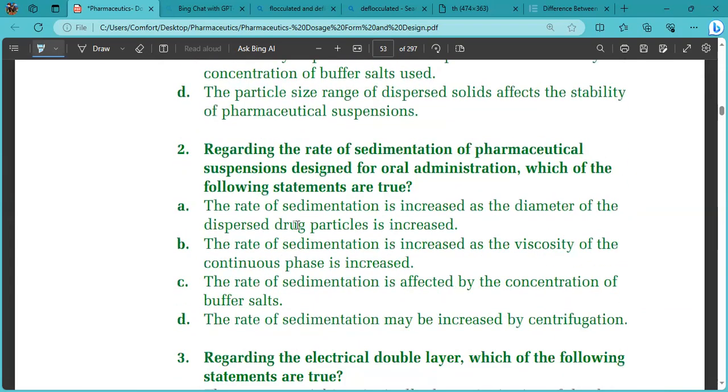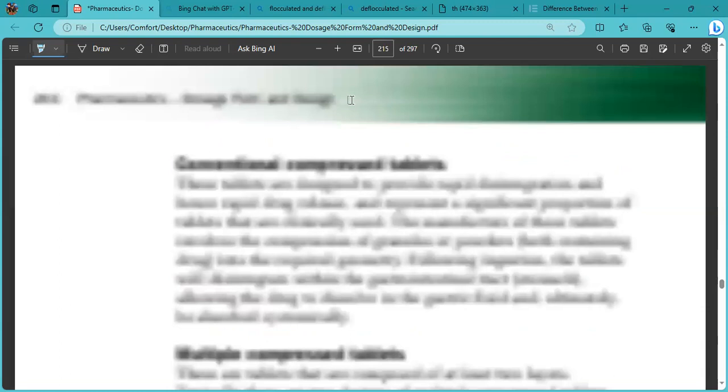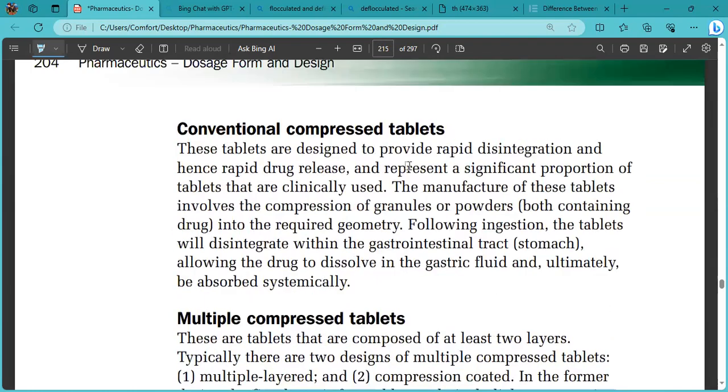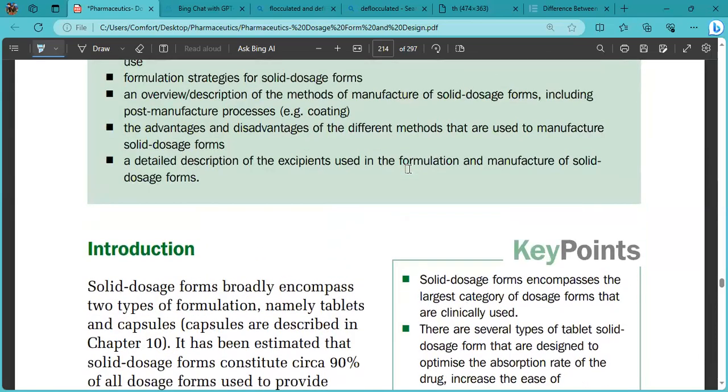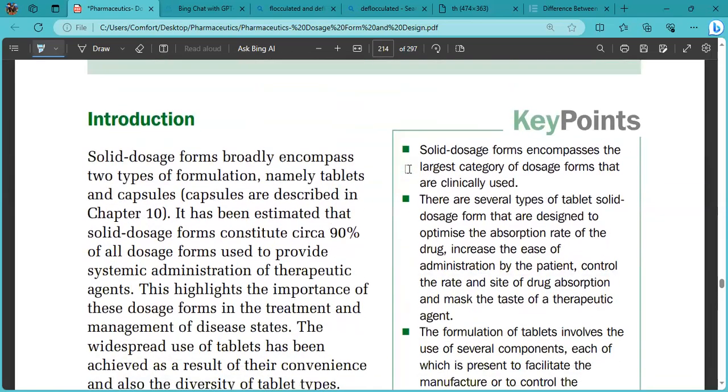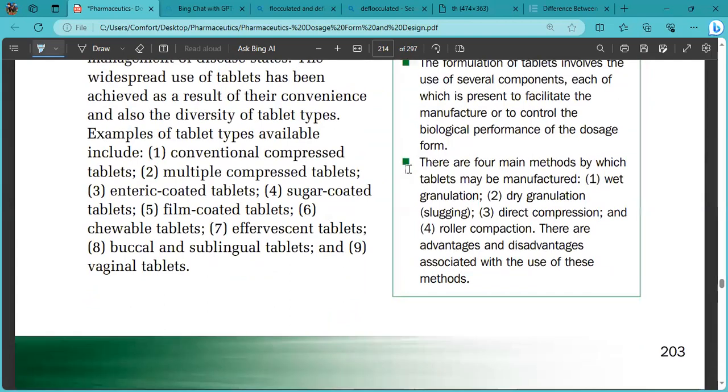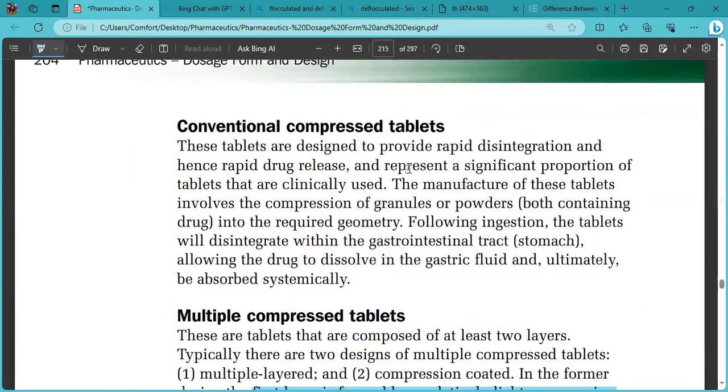Okay, let me see, the last one was chapter 9. So I would like to quickly take you through tablets, because it was mentioned as one of the key areas. So we know tablets are a solid dosage form, and they are the most common dosage form that you can find on the market, nearly for every drug.